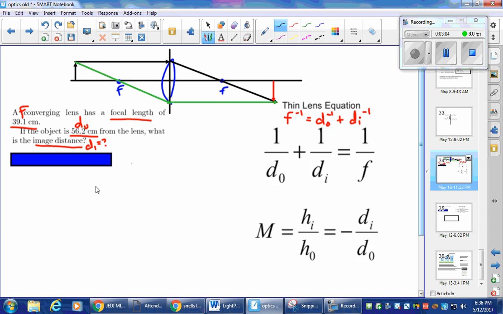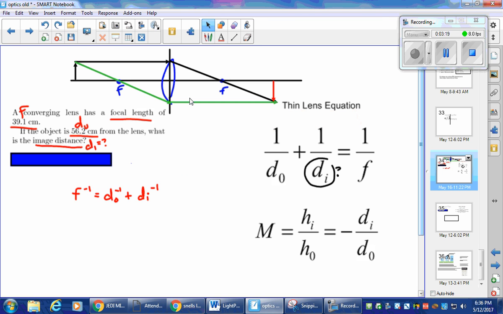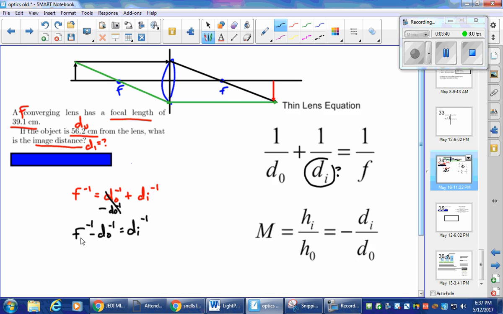Okay? All right, so let's see. My equation is, I'm looking for this guy right here, right? So how would I get rid of this stuff? Well, this is a plus DO, so I would need a minus DO, right? So I'm just going to go ahead and grab this. Okay. So let's subtract DO inverse from both sides. Now I'm going to have the inverse of the focal length minus the inverse of the distance to the object should equal the inverse of my distance to the image. So whatever I get when I put this in the calculator, I need to make sure to invert, right? So I go ahead and plug my values in. What goes into focal point?